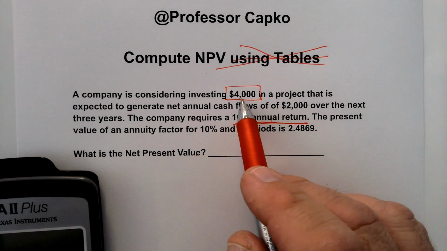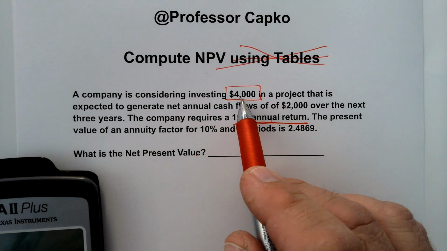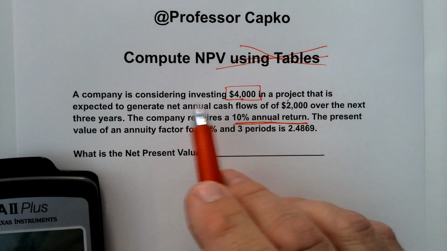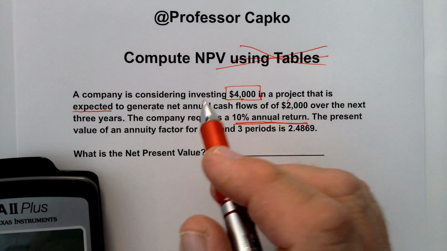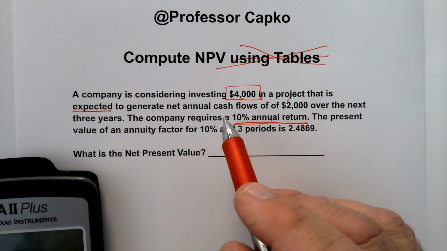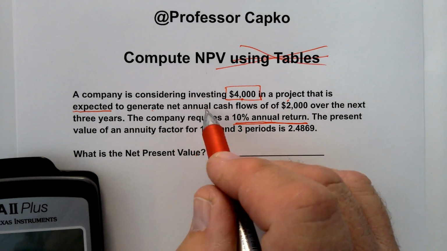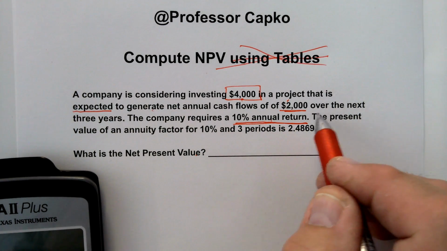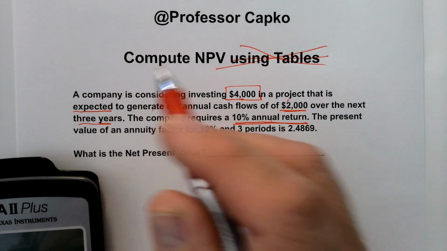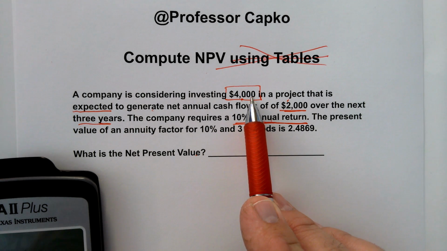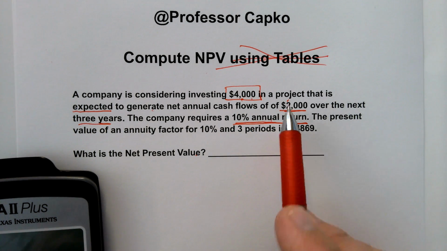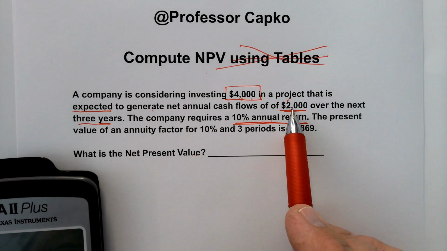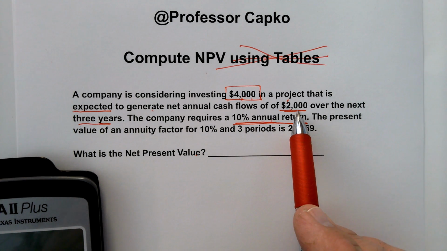All right, so we're investing in this example $4,000 into some project, and it's expected, we never know for sure, nothing's sure in finance, but we're projecting it to generate net annual cash flows of $2,000 over the next 3 years. So they're going to put $4,000 into this project at the beginning, and then the first year they're going to get $2,000 back. The second year they're going to get $2,000 back, and the third year they're going to get $2,000 back.